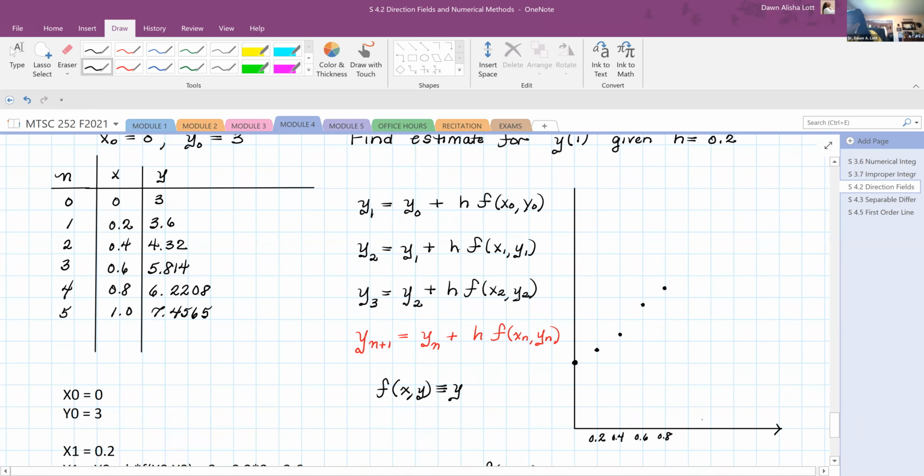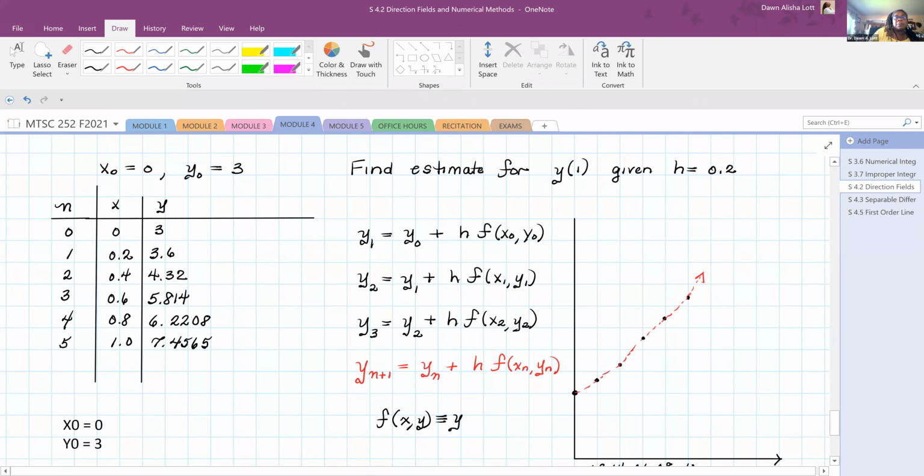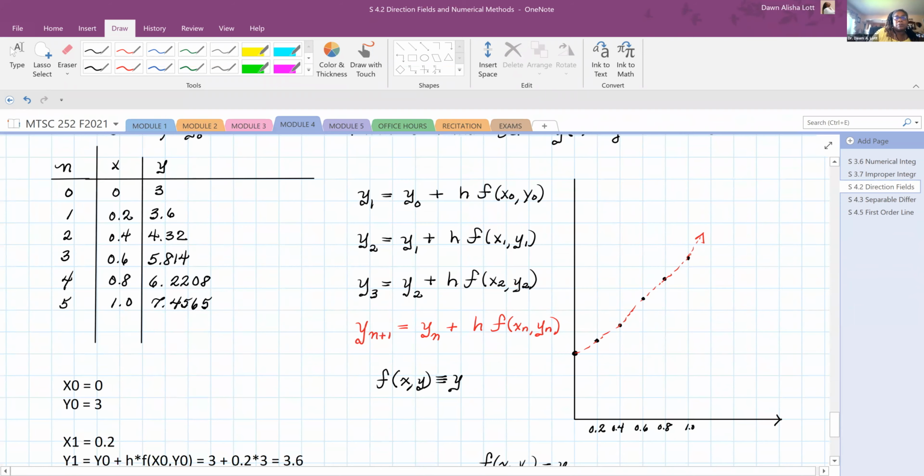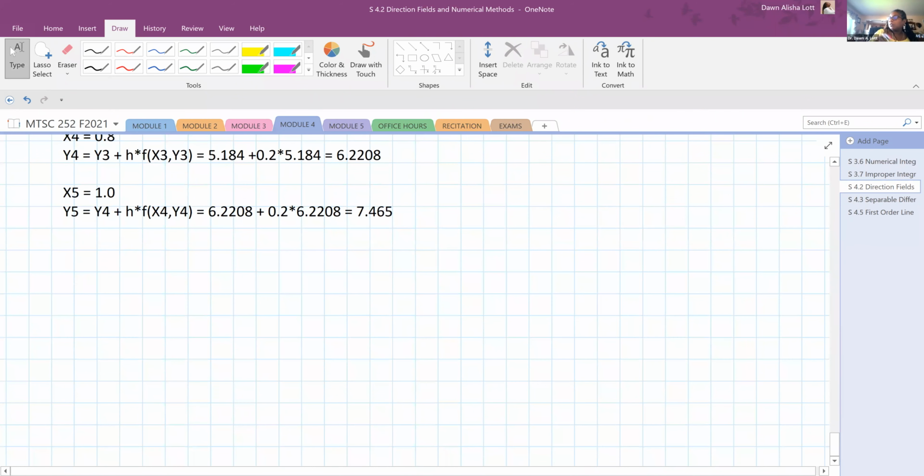And then at 1, I'm at 7.45. So I think this one might be a little high. Let me bring that one down a bit. So I can see that my solution kind of looks something like this. Okay, so that is my estimate for my solution. Okay. Let's try another one.